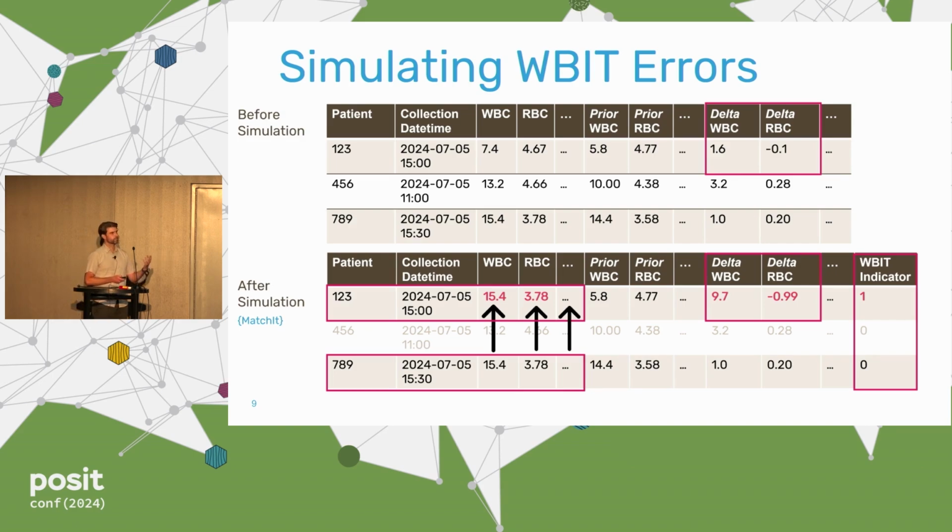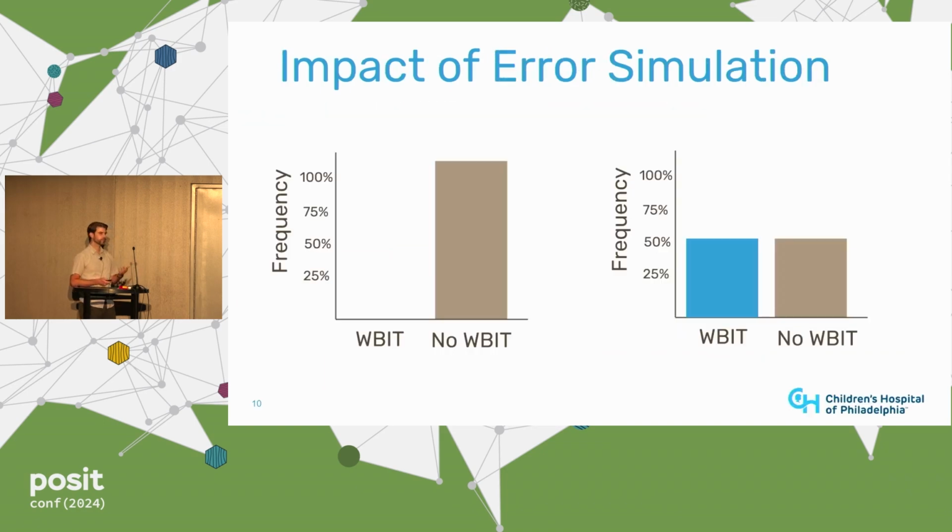And this approach we repeated for our entire data set, and it took us, in this stylized example here on the left, from a situation where we had no WBITs in our data set to running it on 50% of the samples and finding a match, and now we have a perfectly balanced data set in terms of the outcome, which is great for model training.